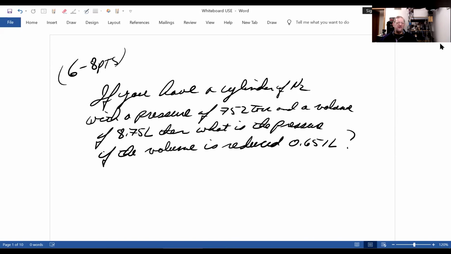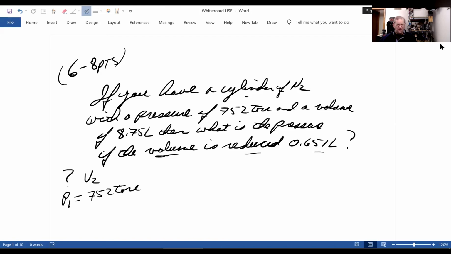All right, let's take a look at this. Let me decode it. If you have a cylinder, think of it like the piston in your car, with a pressure of 752 torr and a volume of 8.75 liters, then what happens to the pressure if the volume is reduced to 6.51 liters? So what are we being asked to find? The volume, but it's the final volume, V2. What are we given? P1, the initial pressure, is 752 torr.